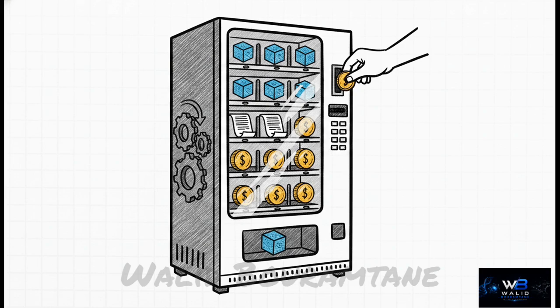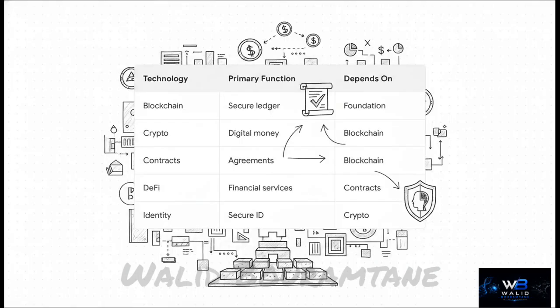No humans involved whatsoever. Now, what's really interesting about this slide is seeing exactly how our tech stack builds from the bottom up. The blockchain is our foundation. Cryptocurrencies depend on that blockchain. Smart contracts also depend on the blockchain to run their automated agreements. And as we look toward DeFi and digital identity, we can see how entirely new industries are born just by combining these earlier layers. We are literally building a totally new digital infrastructure from the ground up.